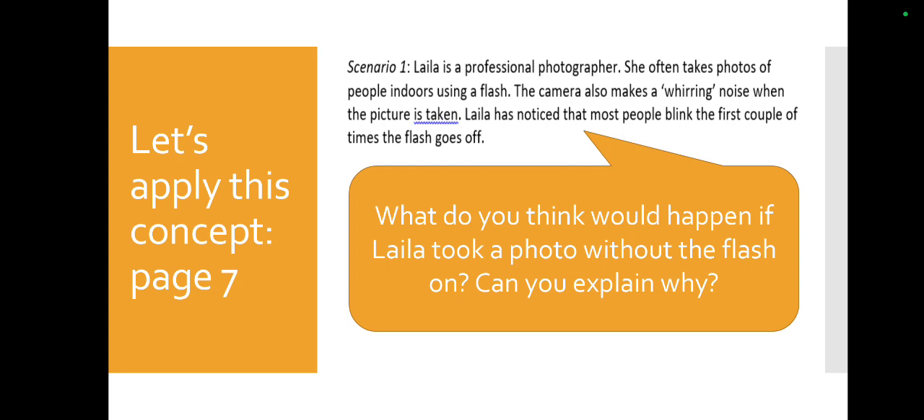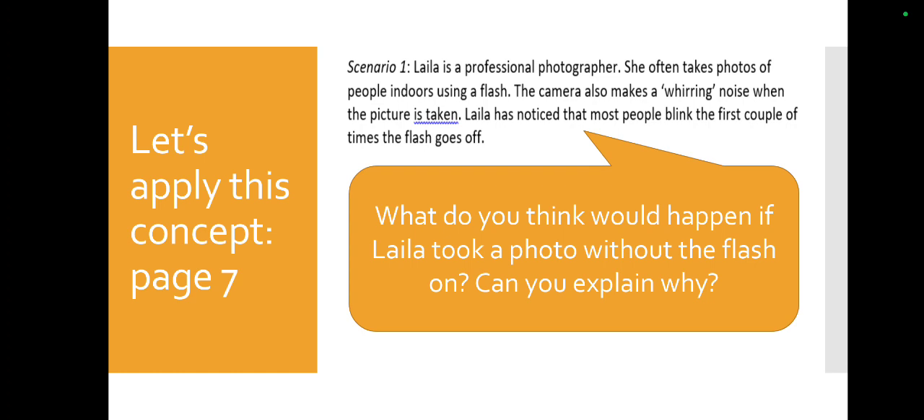So what we're going to now have a look at is an example of conditioning in real life. So I'd like you to turn the page to page 7, and we're just going to try and do this one together, and then your teacher will do some more activities on this with you in class. So Layla is a professional photographer. She often takes photos of people indoors using a flash. The camera also makes a whirring noise when the picture is taken. Layla has noticed that most people blink the first couple of times that the flash goes off. What do you think would happen if Layla took a photo without the flash on? And can you explain why?